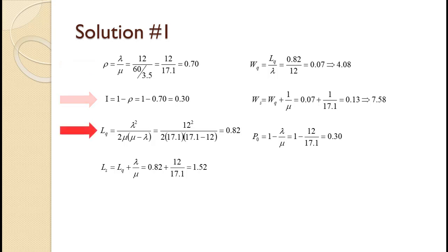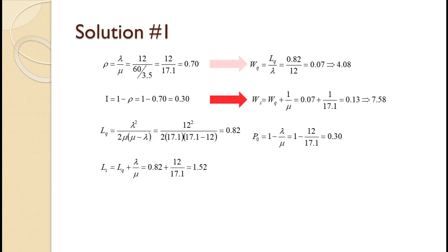The average number in the queue is 12 squared divided by 2 times 17.1 times the quantity of 17.1 minus 12. That works out to 0.82. The average number in the system is 0.82 plus 12 divided by 17.1. That works out to 1.52. The average wait is the L sub q value of 0.82 divided by lambda of 12 for 0.07. This is 0.07 hour. Multiplying by 60 yields 4 minutes.